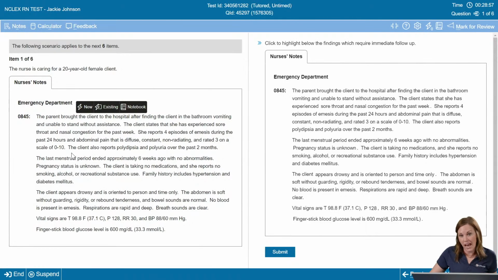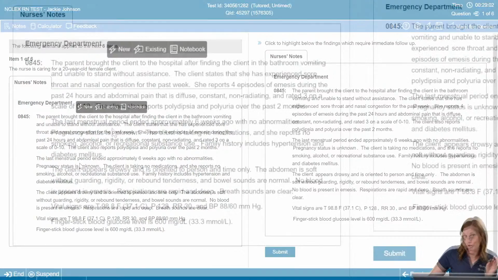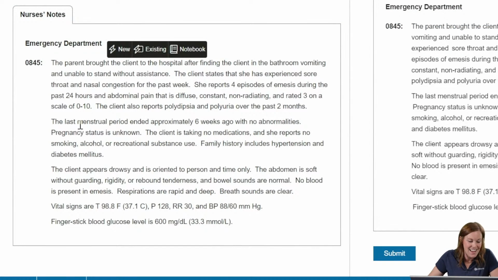So if we hadn't labeled this live and learn session DKA, hopefully some of this is screaming DKA to you guys. The last menstrual period ended approximately 6 weeks ago with no abnormalities. Pregnancy status is unknown. The client is taking no medications, and she reports no smoking, alcohol, or recreational substance use. Family history includes hypertension and diabetes mellitus. The client appears drowsy and is oriented to person and time only. The abdomen is soft without guarding, rigidity, or rebound tenderness, and bowel sounds are normal. No blood is present in emesis.